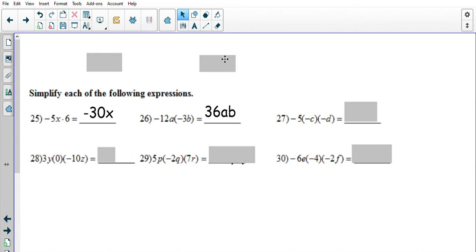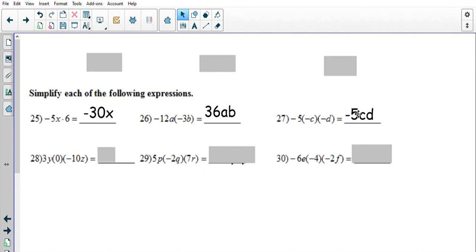Number 27, I have three negatives. 1, 2, 3. I know my answer will be negative, so this will just be negative 5CD. You don't need to worry about these variables being by themselves. Now you could write negative 1C and negative 1D, but negative 5 times negative 1 times negative 1 is still negative 5.